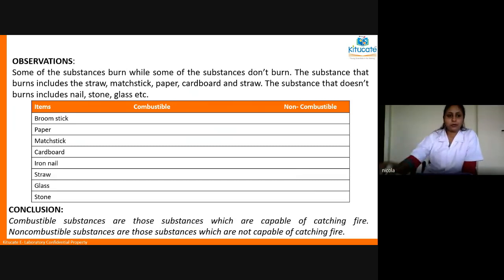Okay. So y'all can classify, right? Combustible as well as non-combustible substances. The substances that are catching fire are combustible, and those that don't catch fire, they are non-combustible. We can move on to the next activity now.